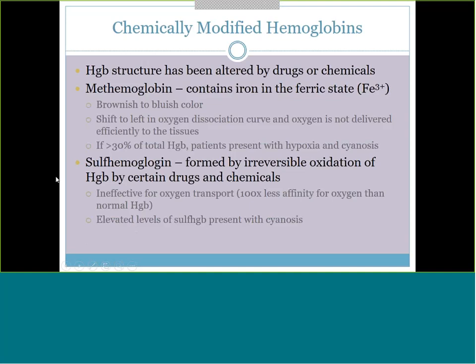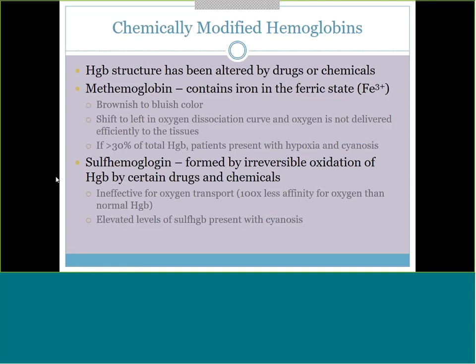Now that we've discussed our hemoglobin in general, there are some chemically modified hemoglobins. These are things that are not normal to have. These are things where something in your body has happened to result in one of these hemoglobin molecules. The first one that we have up is methemoglobin. Methemoglobin is when your iron is in the ferric 3+ state.